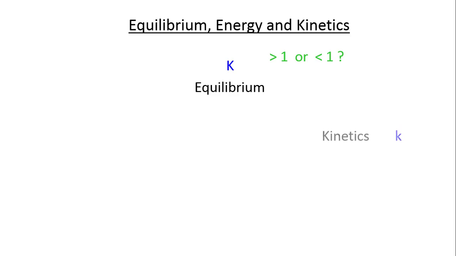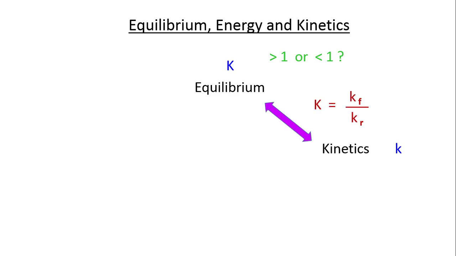In kinetics, we're interested in reaction rates, which are characterized by a rate law and a rate constant, little k. It's important to keep the k's straight, since the only difference is capital and lowercase. We have seen that the relationship between these two is given by this expression. Big K equals little k sub f over little k sub r.